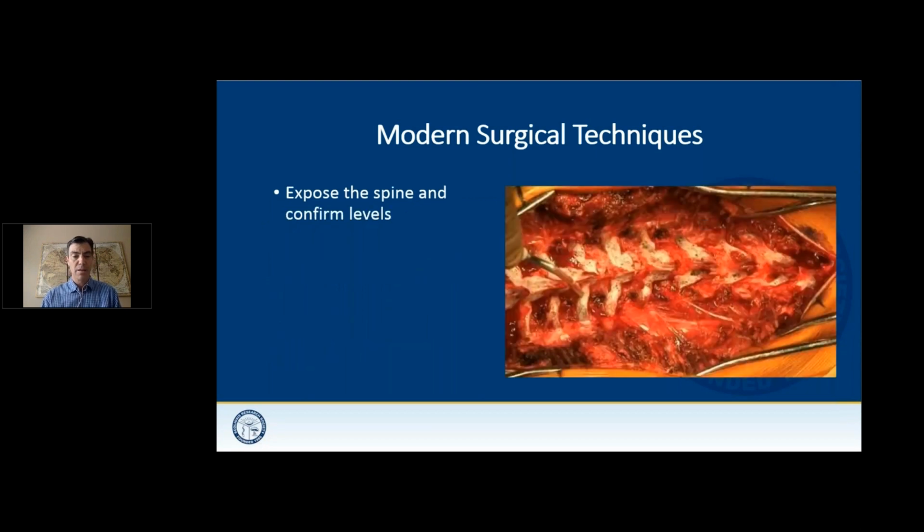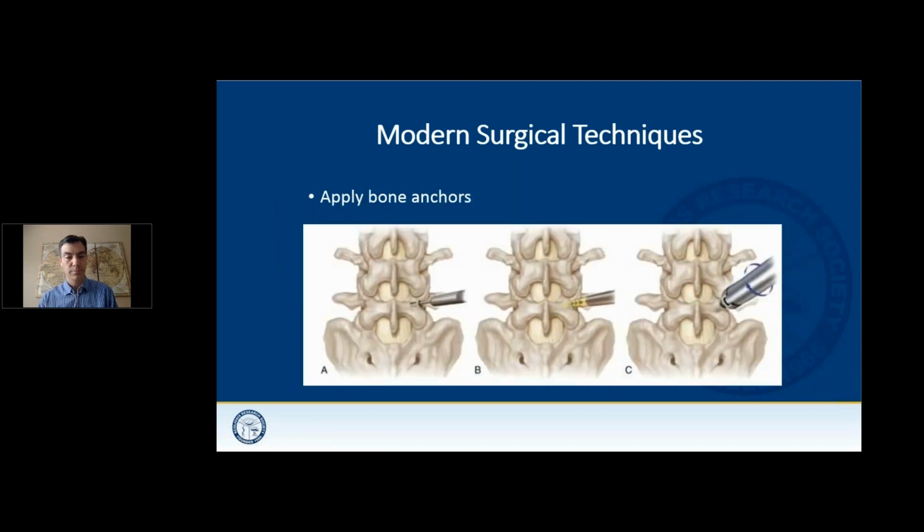So here's what it might look like after spine exposure and confirming levels. You can see the patient's head would be to the left and their feet to the right. Next, we apply the bone anchors. Again, pedicle screws are the workhorse of our metal implants that get a hold of the spine and allow us to control it and keep it where we need it to go. And it's done basically by making a small pilot hole over an appropriate anatomic landmark, and then we enter this little tube of bone and make sure that it's a safe tube of bone that will accommodate our screw, and put our screws in.